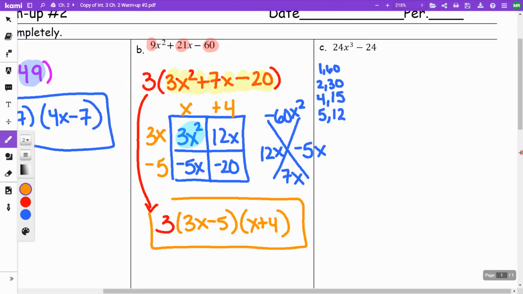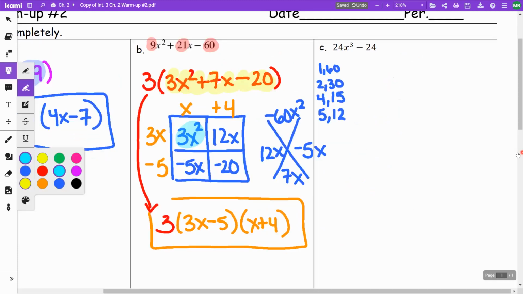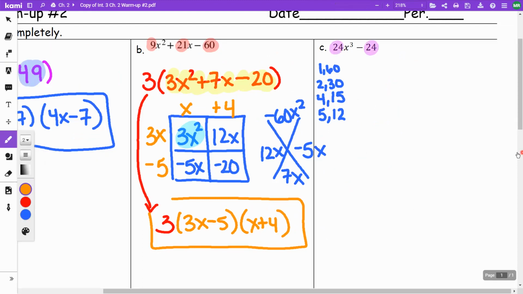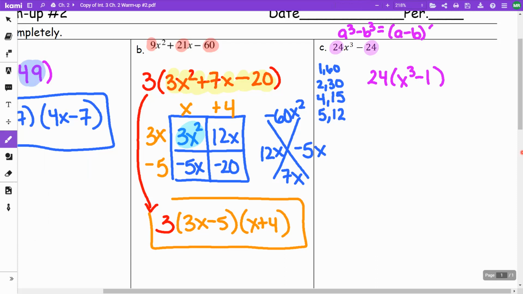On C, I notice that I can factor out a 24 from both of those. So I'm going to factor out 24, and then I'm going to get x cubed minus 1. This is one of those differences of 2 cubes. So remember, if it's a cubed minus b cubed, I'm going to get a minus b times a quantity, a squared, plus ab plus b squared. That is the formula.